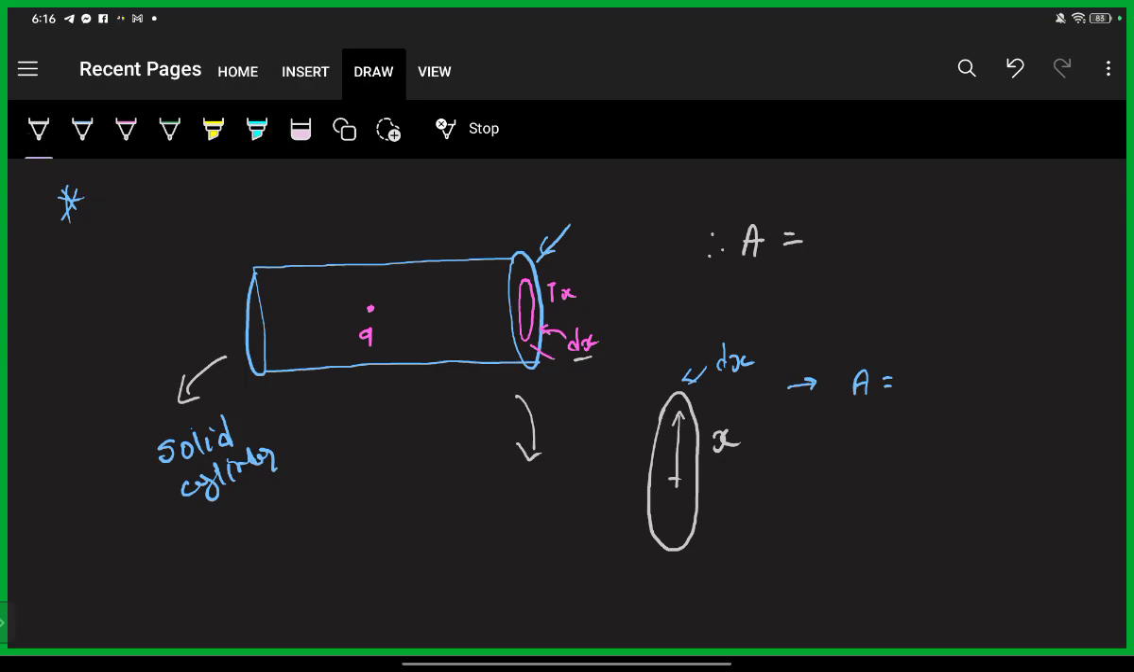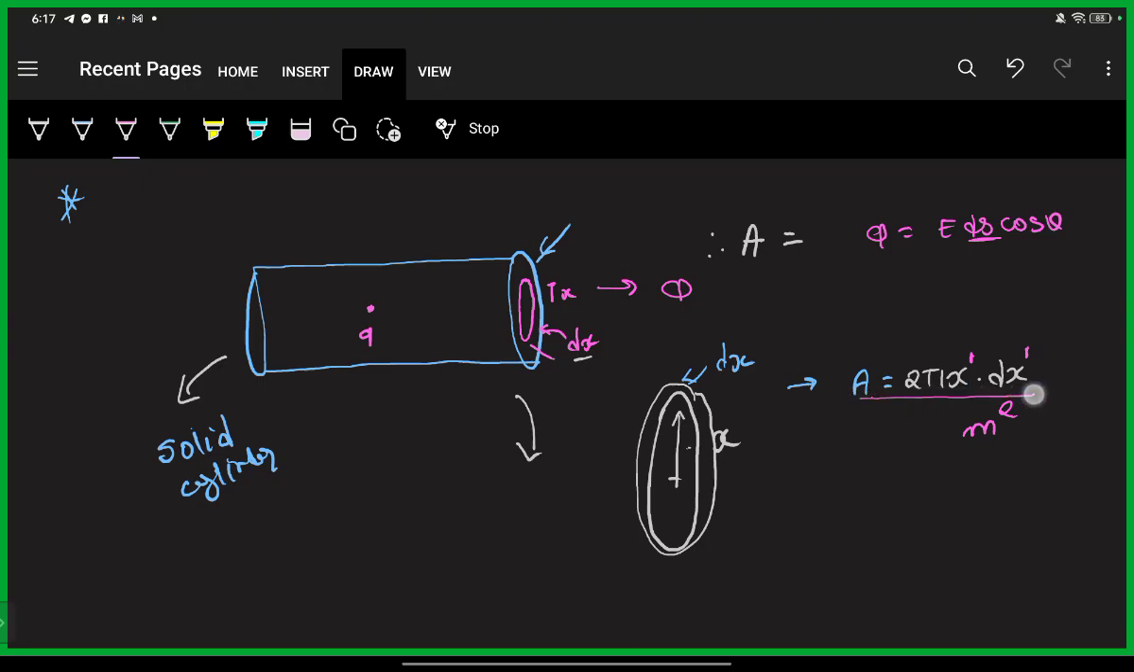Write it this way: its perimeter multiplied by its thickness, 2 pi x dx. Dimensionally, if you see, it has power 1 and this has power 1, so it becomes x square, basically meter square. So this is an area. And if you are finding the electric flux, then you are going to require an area, because it depends on area. So instead of dS, you can write this area and integrate it.